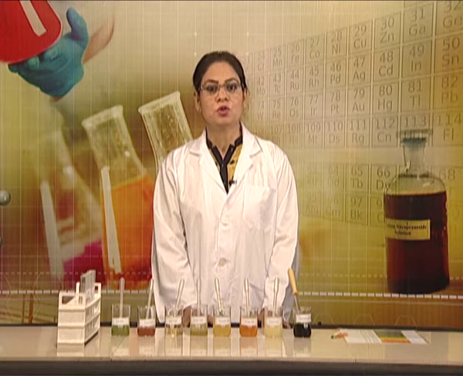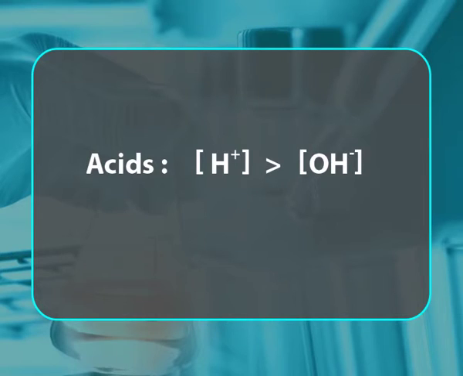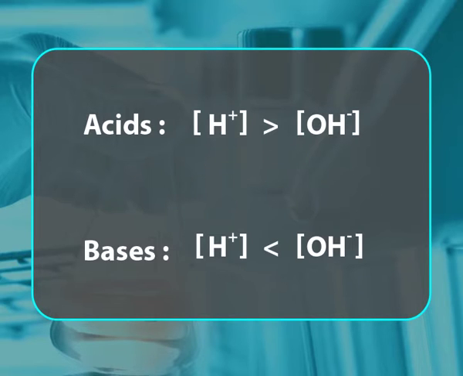In any given solution, both hydrogen and hydroxyl ions are present. In acids or acidic solutions, the concentration of hydrogen ions is more than hydroxyl ions, while in bases the concentration of hydroxyl ions is more than hydrogen ions. From the formula, we can see that as the concentration of hydrogen ions or acidity decreases, the pH of a solution increases. In case of bases, as the concentration of hydroxyl ions increases, the pH value increases.